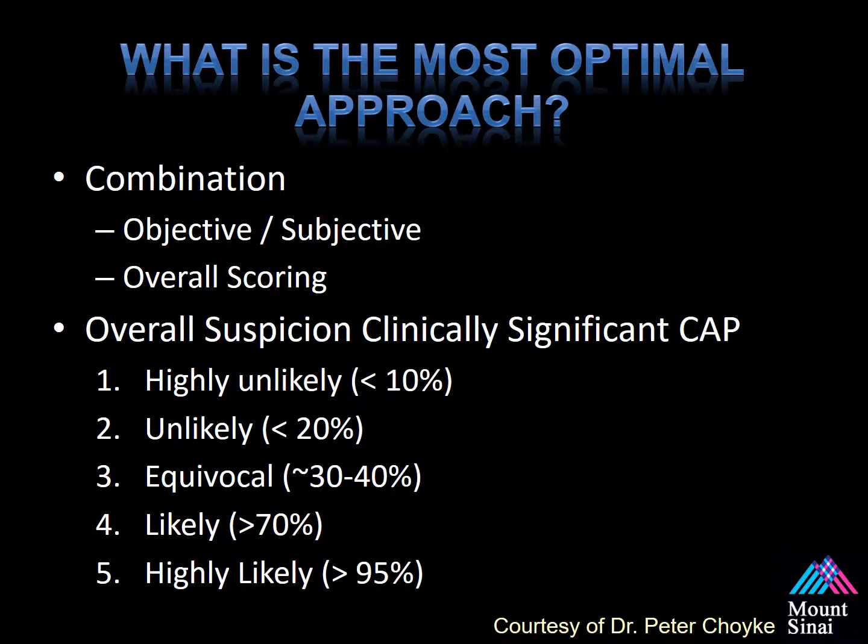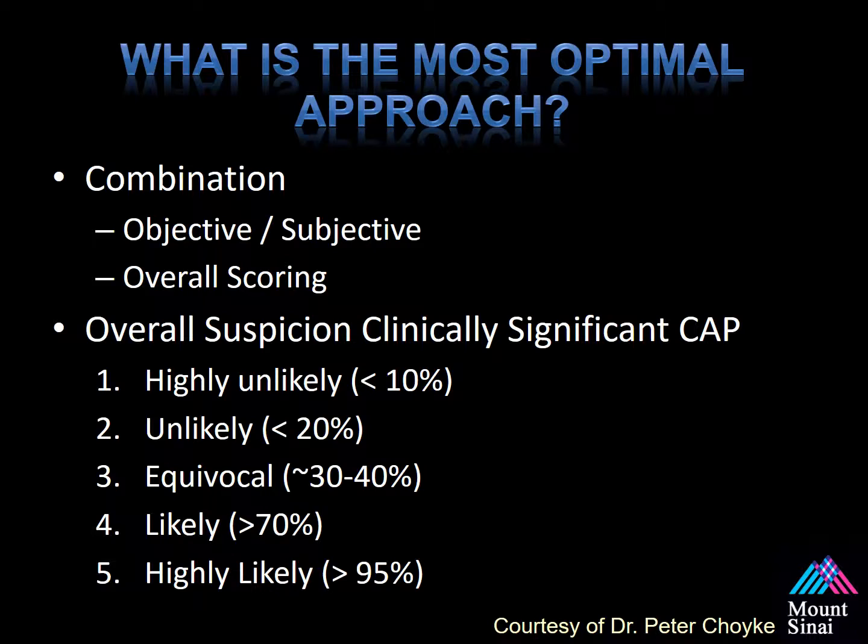What is the most optimal approach for scoring? Well, we feel there's a combination between the objective findings and some subjective interpretation in regards to the patient's history, but this all is summarized in the overall suspicion score, which is based on the PIRADS version 2 or your institution's 1 to 5 Likert scale.